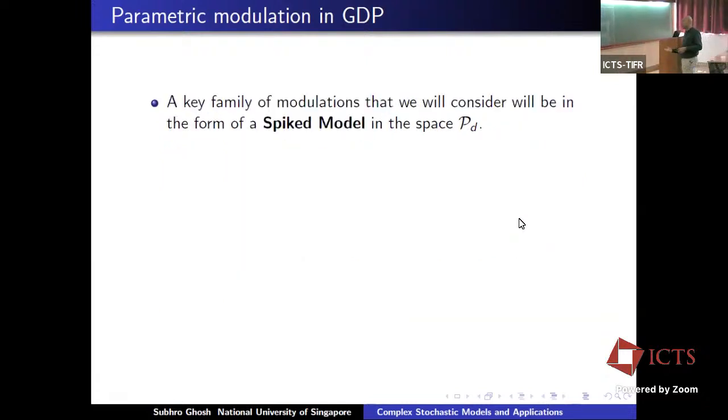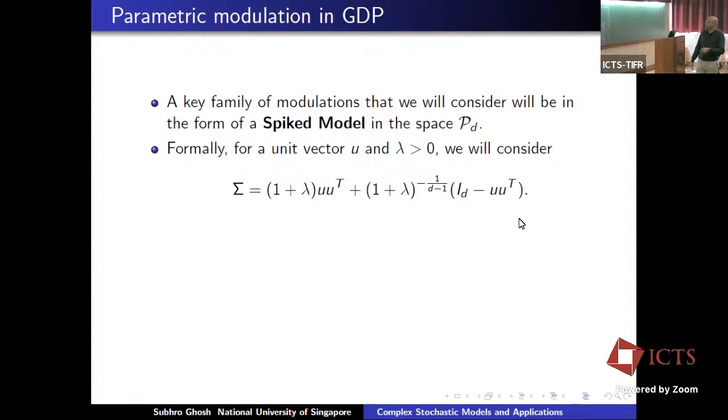As I alluded to, even within the space of positive definite matrices, we are going to focus on a key family of modulations, which will be in the form of spiked models in the space PD, where PD is the space of d cross d positive definite matrices. So our perturbations or parameter modulations will be of this form.